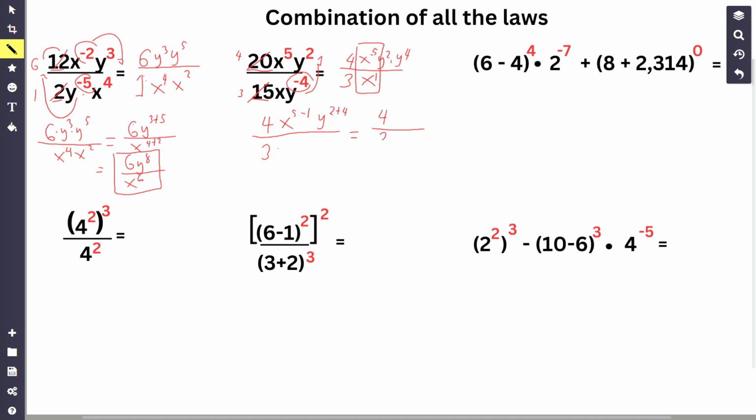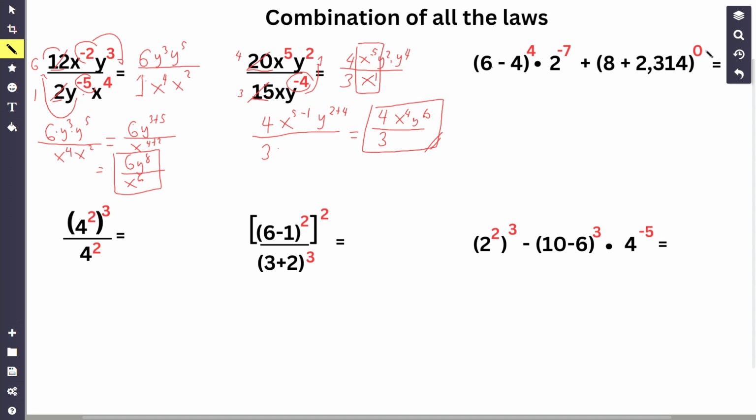x raised to 4, y raised to 6. And this is already our final answer. As simple as that. Next. Now what if we have this?